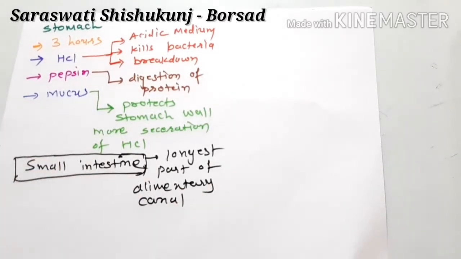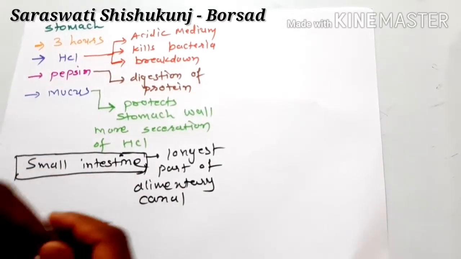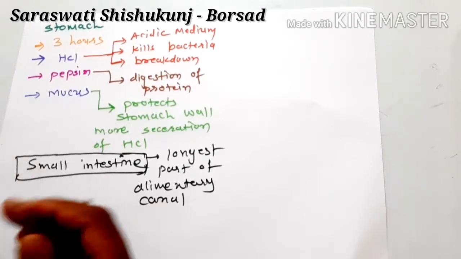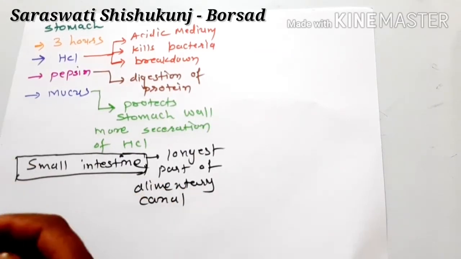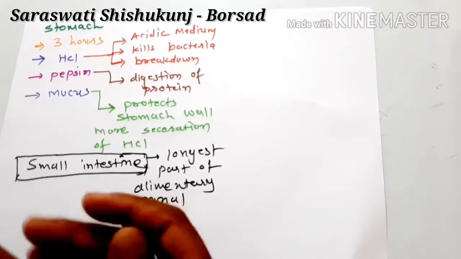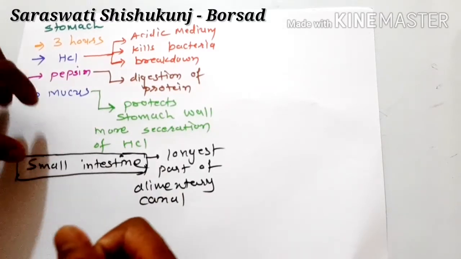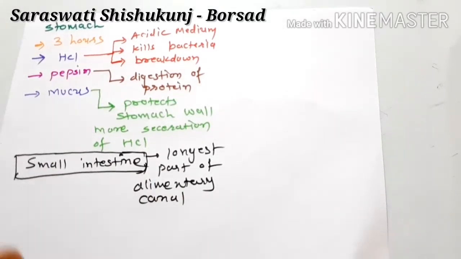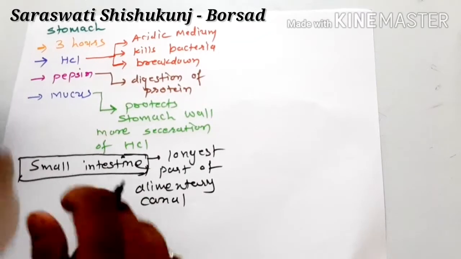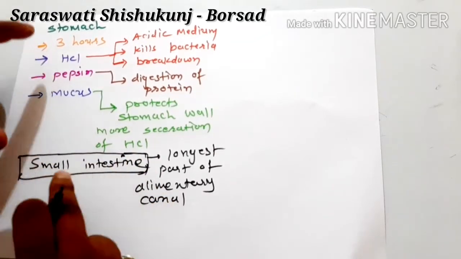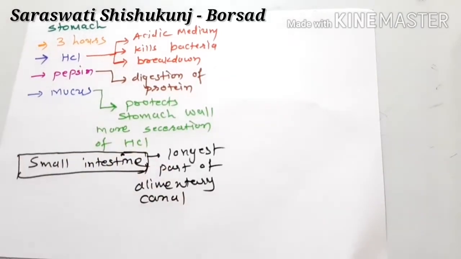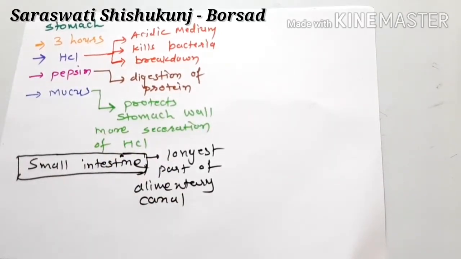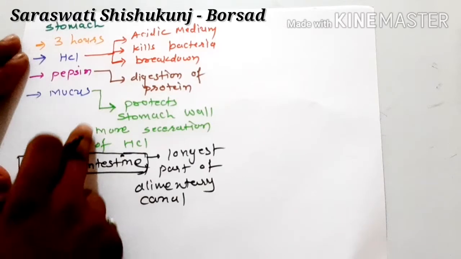If we talk about herbivorous, herbivorous will have a long small intestine, while carnivorous will have a short small intestine, because carnivorous easily digest the food. So let's talk about the human small intestine. In the human digestive system, the small intestine is the longest part of the alimentary canal, and it is attached to the stomach.